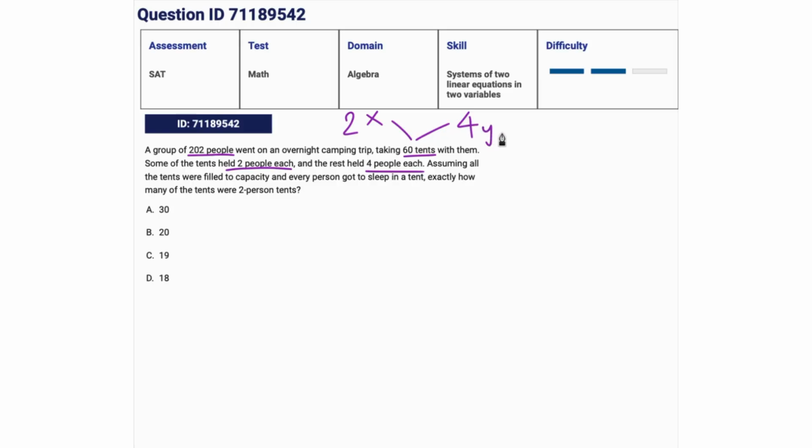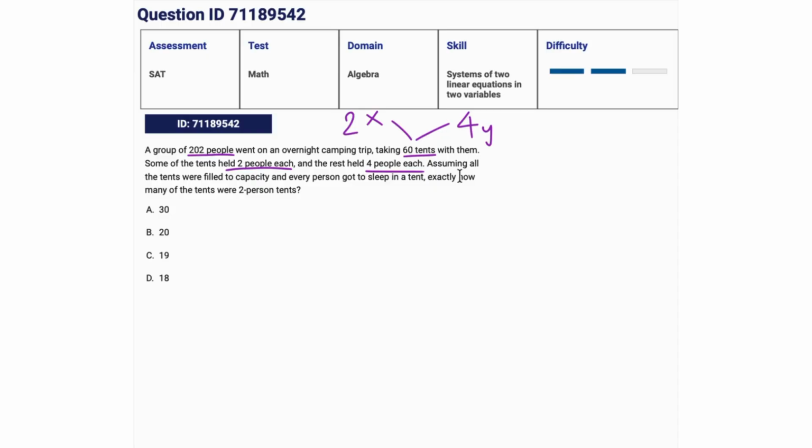Because, for example, if I say there are 2 baskets and there are 5 apples in each, that would mean 5 times 2, which is 10. So in a similar way, here we're multiplying 2 with the number of tents, and we've assigned this X. So we have some tents with 2 people each and some with 4 people each.